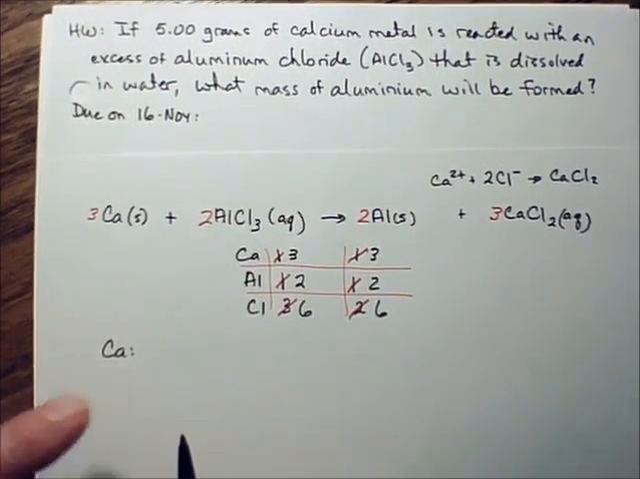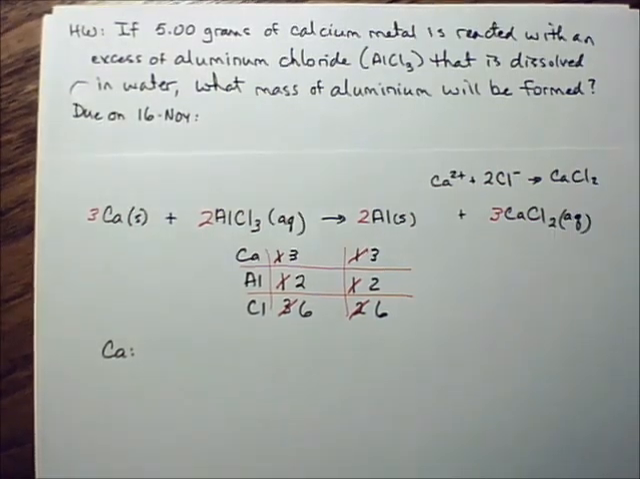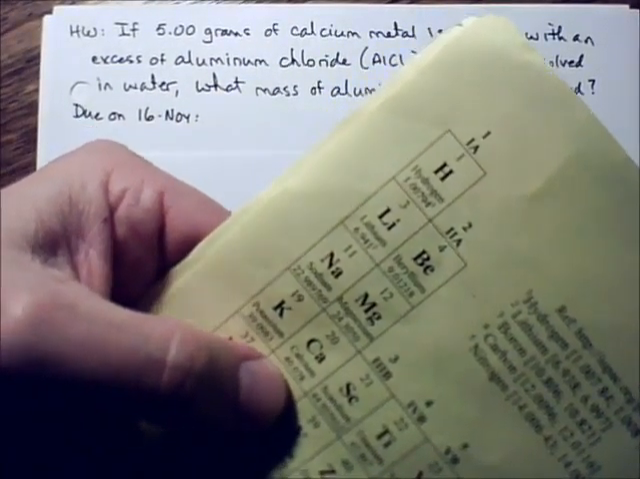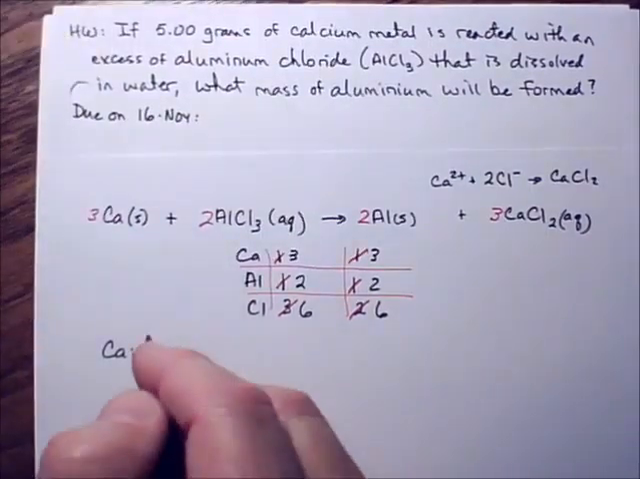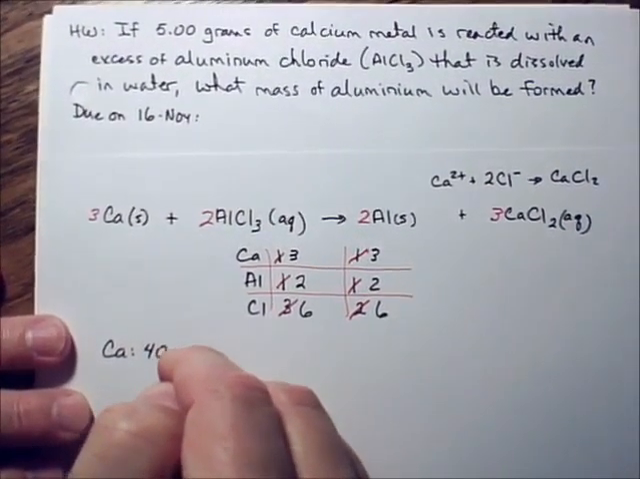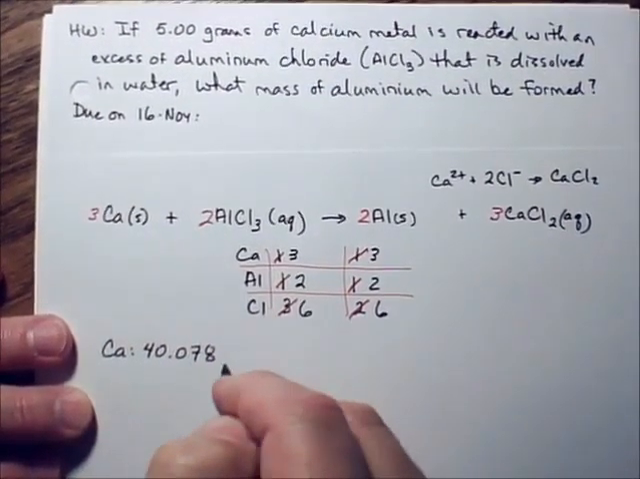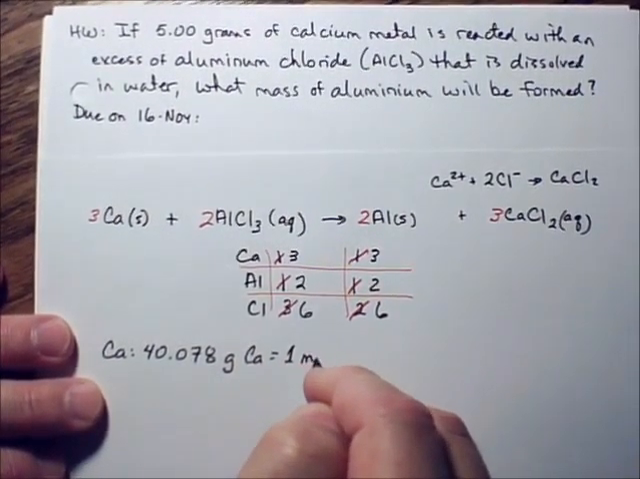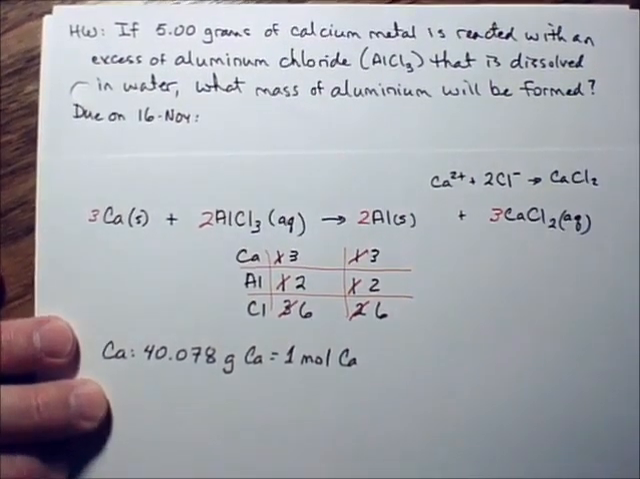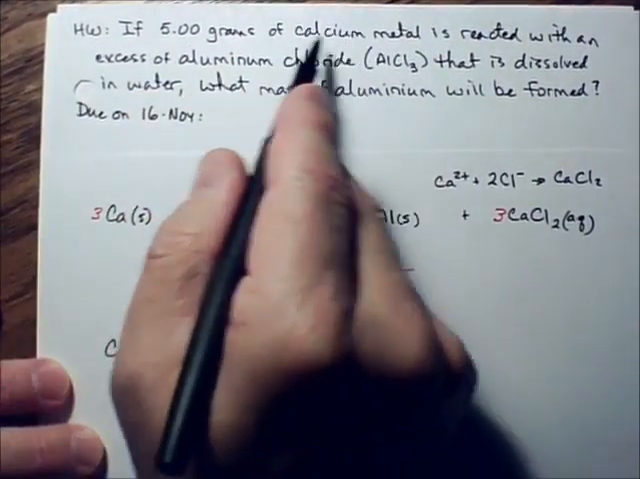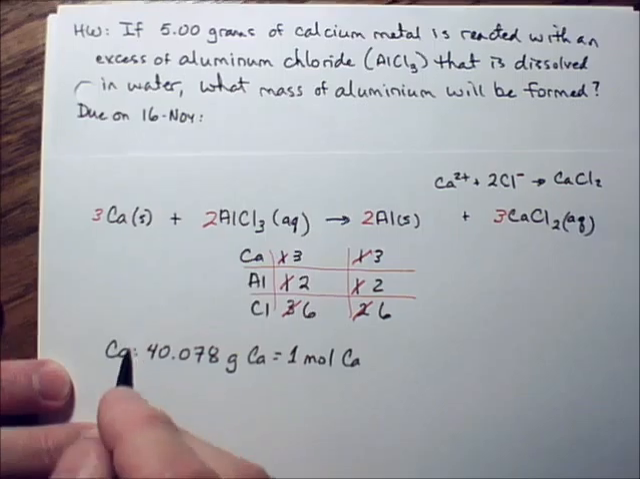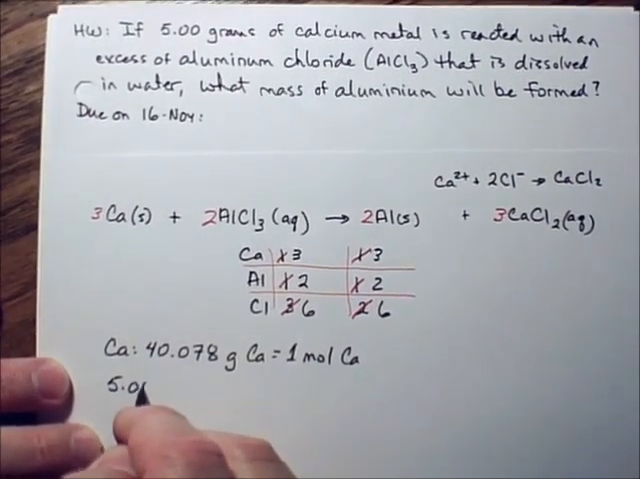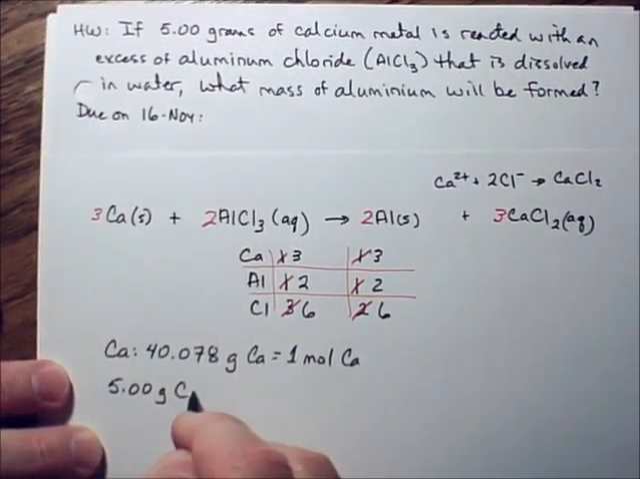So we're going to look on the periodic table, the regular periodic table, find the atomic mass for calcium, 40.078. And that's going to be grams of calcium equals 1 mole of calcium. Now we're ready to do this conversion. All right, so we're going to take 5 grams of calcium and put it over 1.